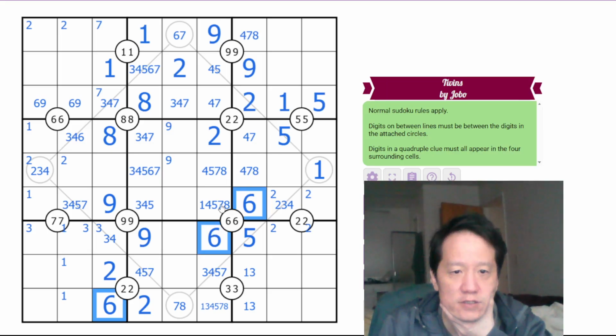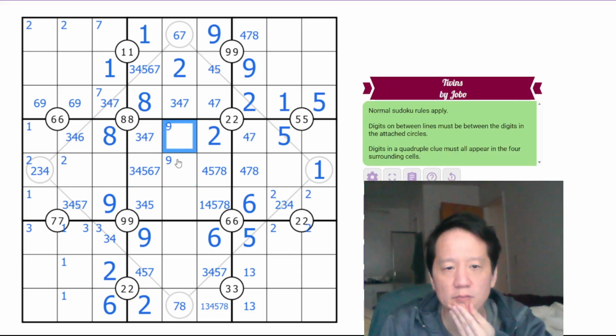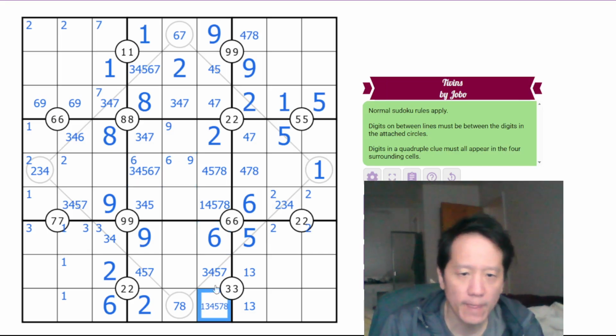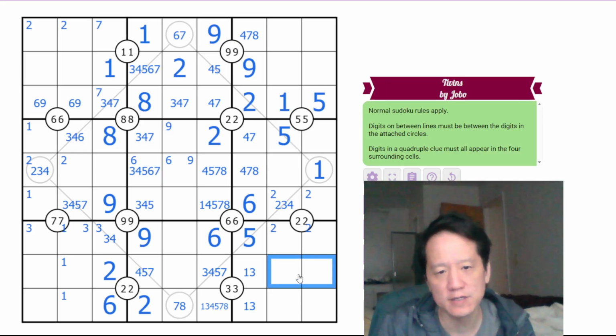Okay, 6s. 6 cannot be here or here, but it could be any of these. Oh, can't be here because of the 6 twin here. So one of these two must be a 6. Where is the 6 in row 8? It has to be one of those two.